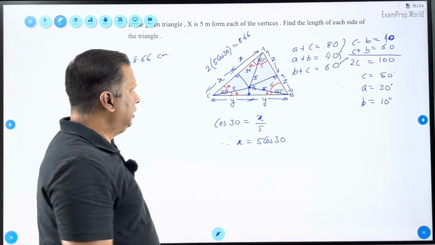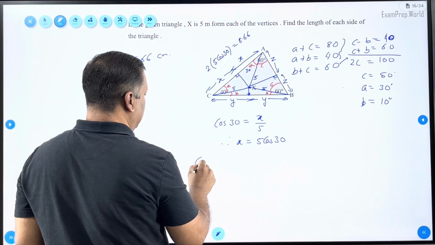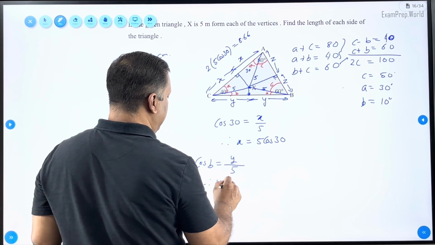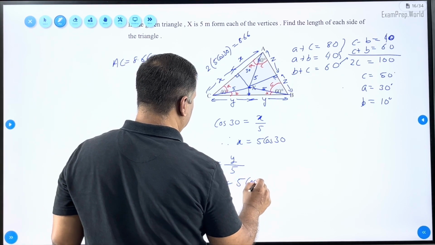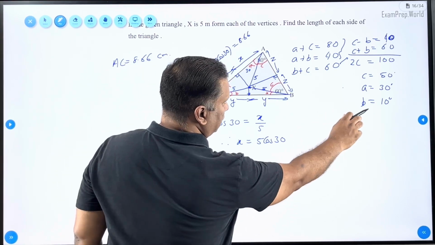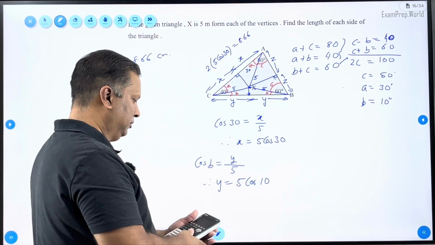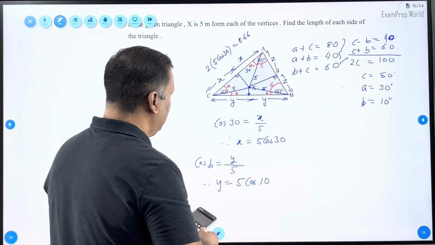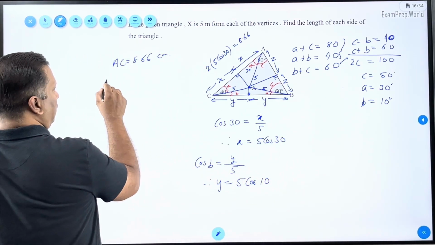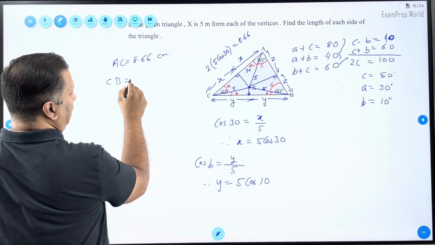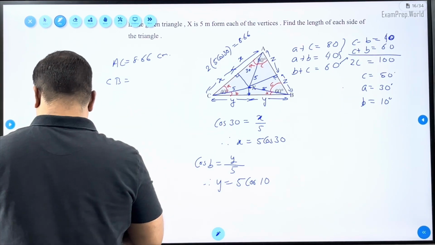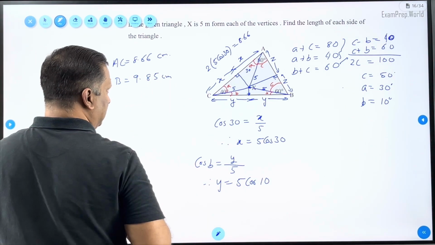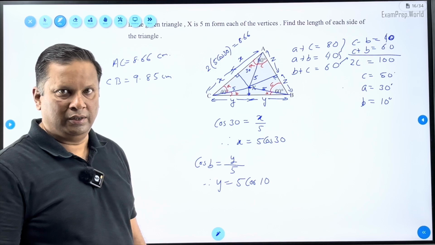Now let us look at this triangle B. Cos B equals y upon 5. Therefore, y equals 5 cos B, and B value is how much? 10. Right? So 5 cos 10 is 4.92, and this side is 2y. Therefore, CB is equal to 4.92 into 2, 9.85 centimeters. And similarly, you can do AB. Understood, right? It is very easy.